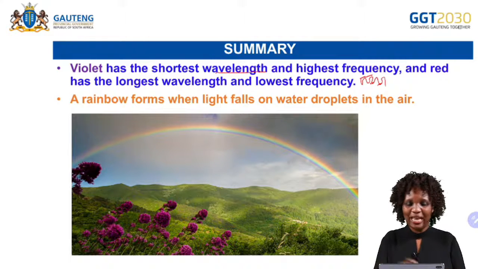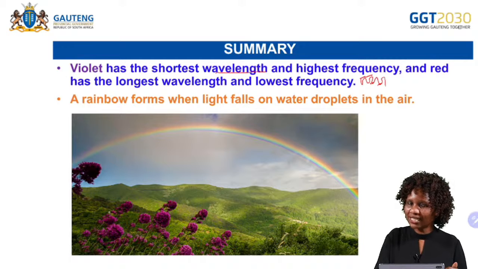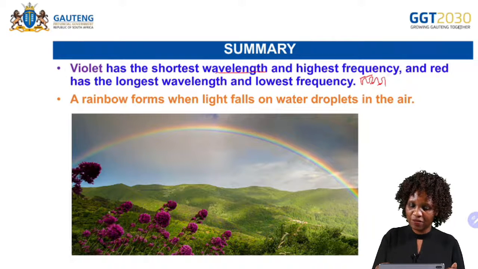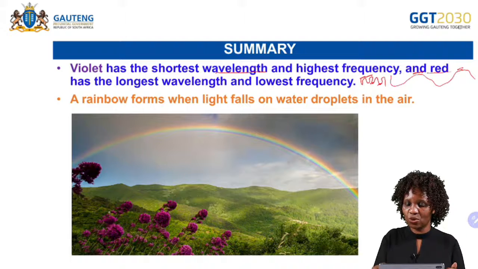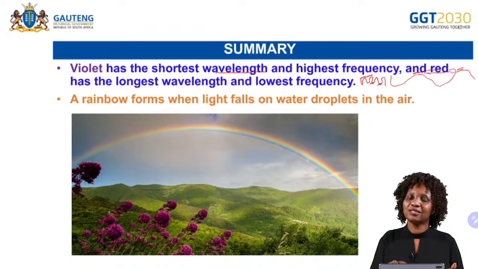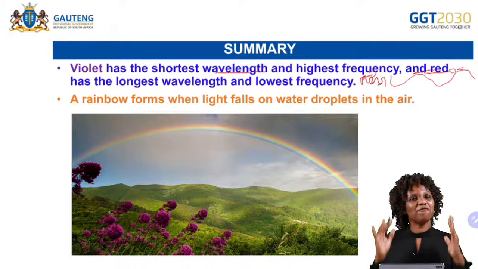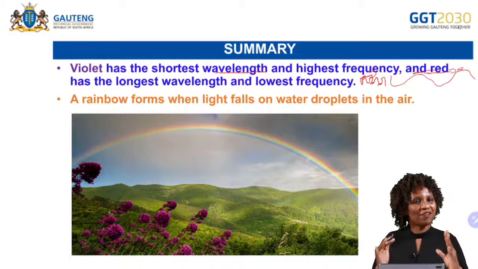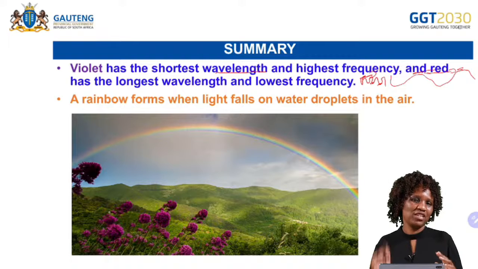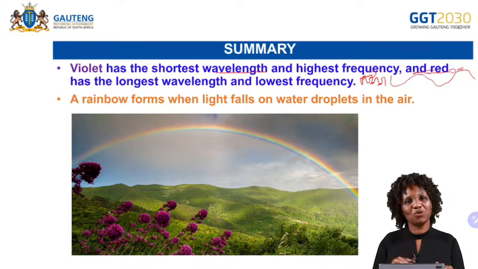All right. And red has the longest wavelength and lowest frequency. Longest wavelength, it will appear like this. We are talking about the distance between the troughs. This is the wavelength. It is longer than the one for violet. And then the frequency is very low because a few waves pass a certain point at a given time compared to violet.